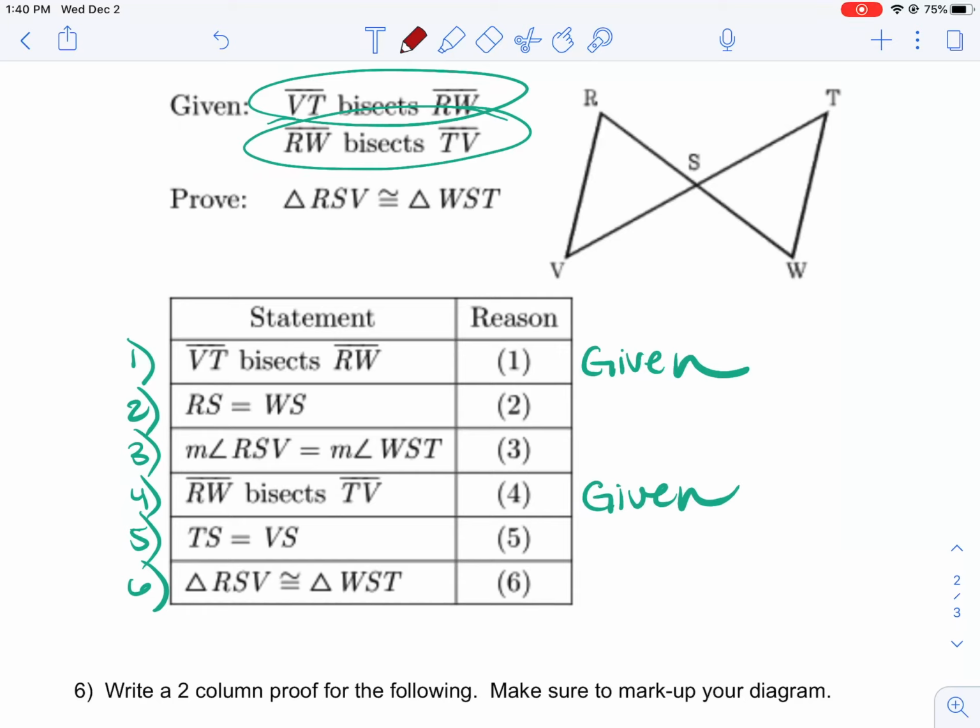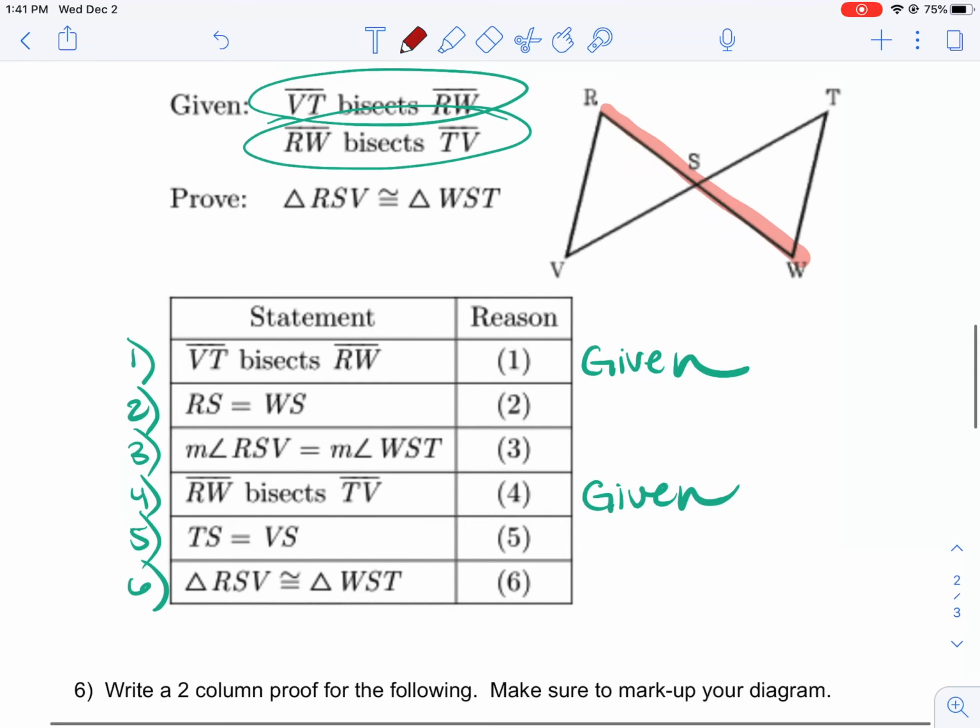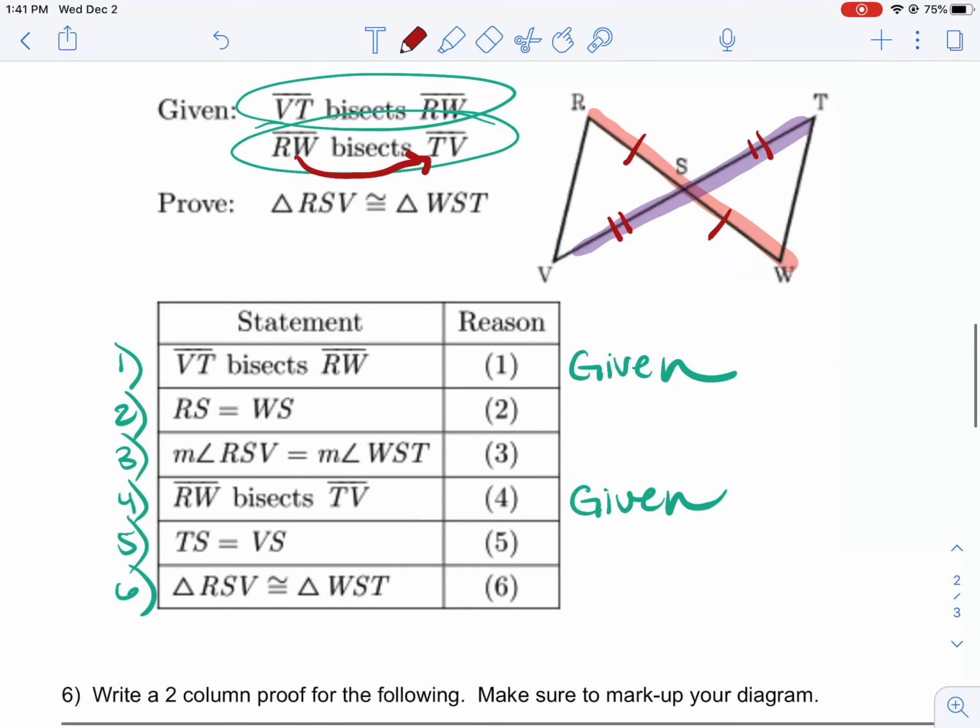So VT bisects RW. So we're just going to look at it this way. I'm going to look at RW, and VT is bisecting it. So these are congruent. Same thing. Now it's going to be the opposite way. Right? RW is bisecting TV. So this purple line, right, is being cut. Okay? So that's going to be two congruent sides.